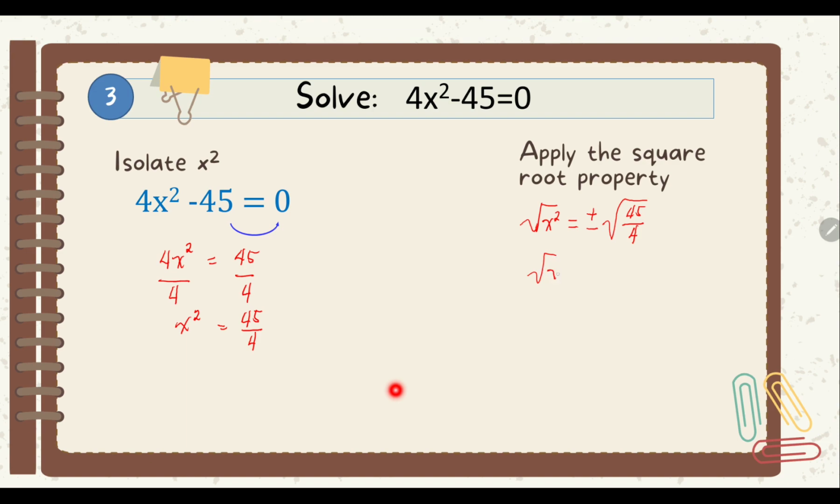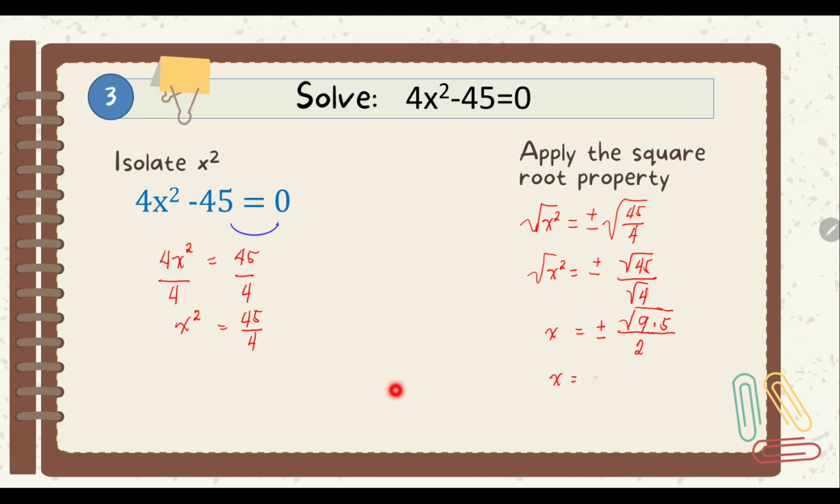Since we are talking about radicals, remember that we can do distribution and say the square root of 45 divided by the square root of 4. So that x would now be equal to positive, negative. What is the square root of 45? That is actually a perfect square, 9 multiplied by 5. While of course the square root of 4 is 2.